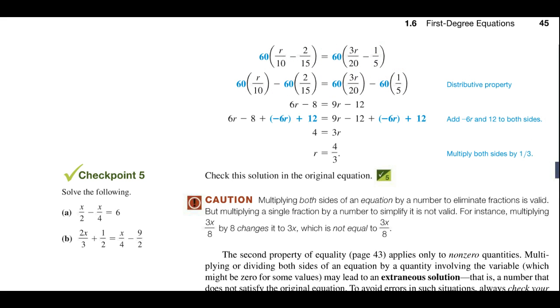Another technique that is sometimes used here is they'll put a big parenthesis or brackets and then put the 60 out there. You're going to multiply everything by 60. I like to see it this way.